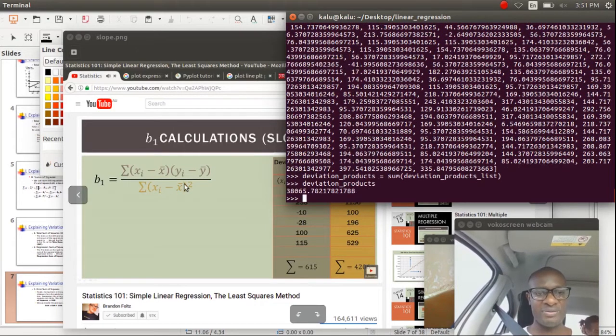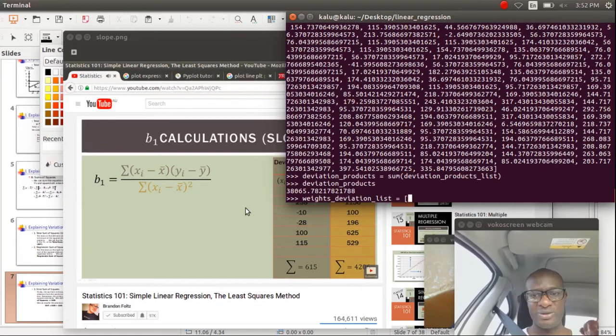Now we want to get this right here. This is just the sum of the deviation of the weights squared, and the sum of all that. So in order to do that, let's first get the deviation list of weights. Remember, the independent X right here is our weights. So weights deviation list: weights minus weights average, squared, for weights in weights.